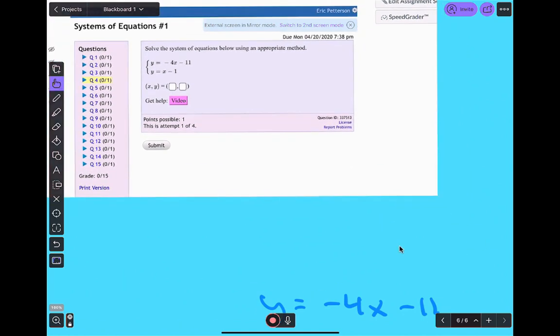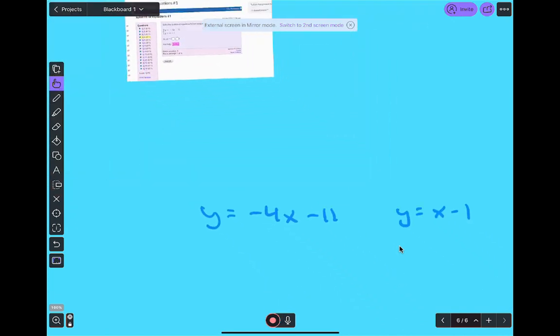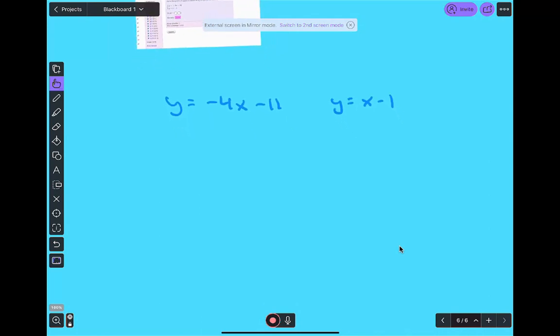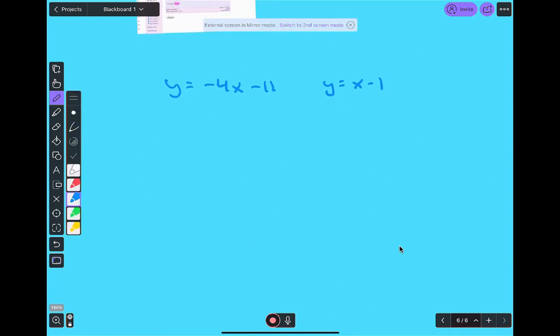So I've already written down this assignment, so I'm just going to move this over here a little bit. Get this in the right spot. So I've written down the two equations. Again, y is equal to negative 4x minus 11 and y is equal to x minus 1. The way I solve these algebraically is by setting the right sides of the equations equal to each other. So in this problem, I'm going to write down negative 4x minus 11 is equal to x minus 1, because that is the right sides of both equations.